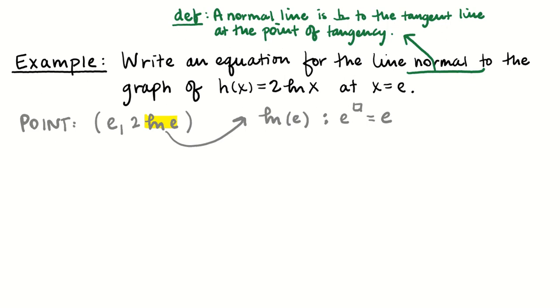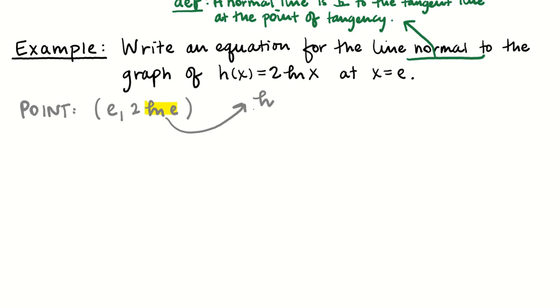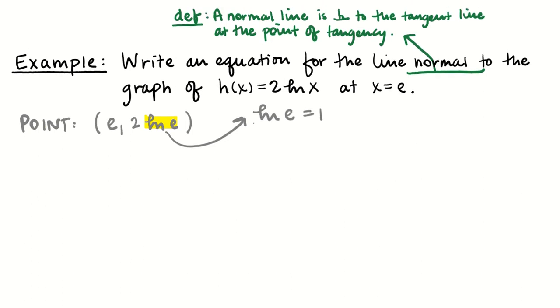So I'm going to conclude that natural log of e is 1, and I'm going to try to get this back in my shot again. And so I'll know that the point is e and 2, is what I'm saying. The slope I will get by taking the derivative. Okay, I need h prime of x.